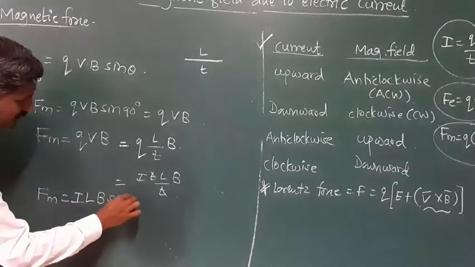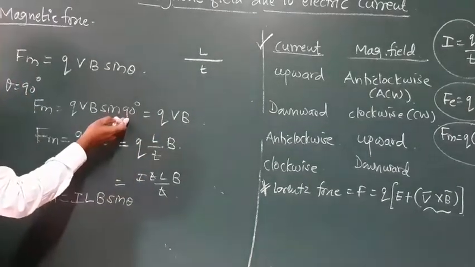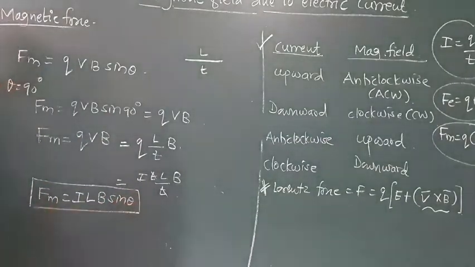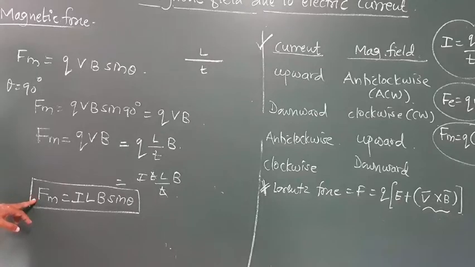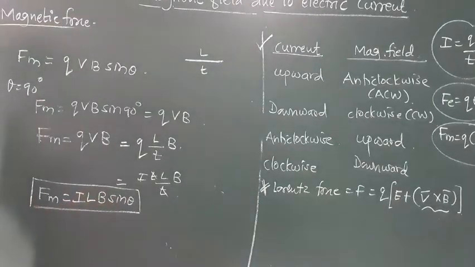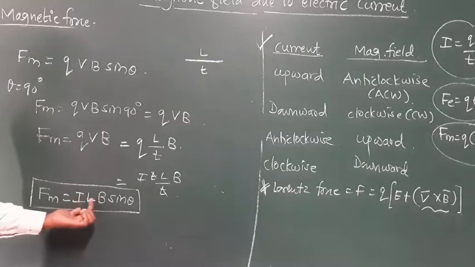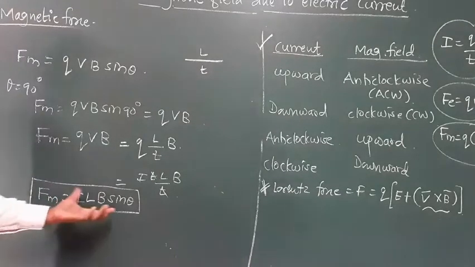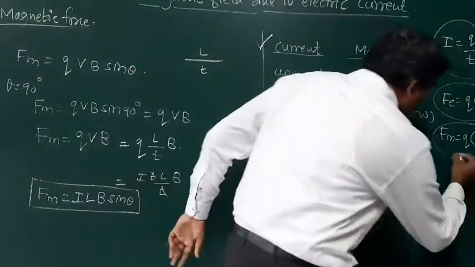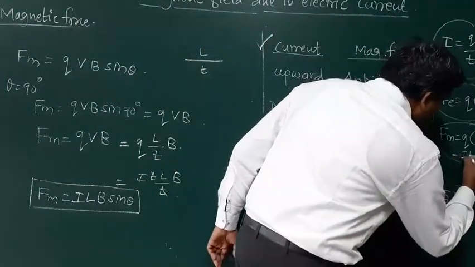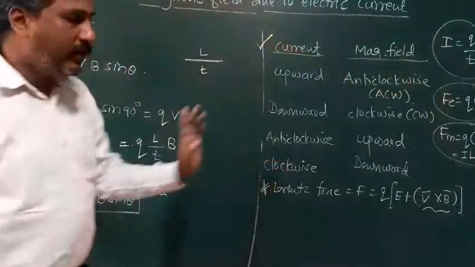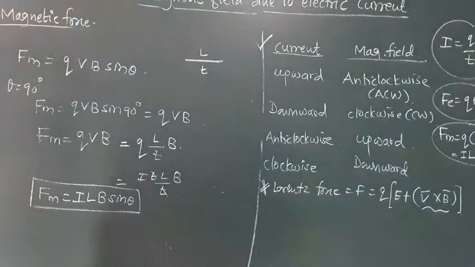If you want to use sine theta, obviously use it, because here we are taking 90. So this is one more form: the magnetic force equals ILB sine theta. For ease, it is BIL sine theta. How? BIL is the same as ILB sine theta. So one more form of the magnetic force, I am writing here: ILB sine of theta. Okay, this is one more form.